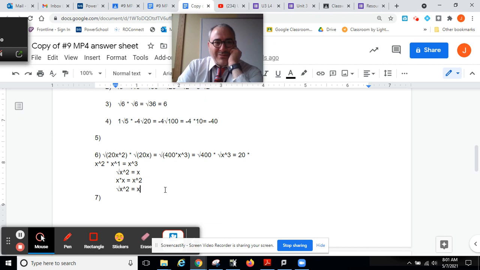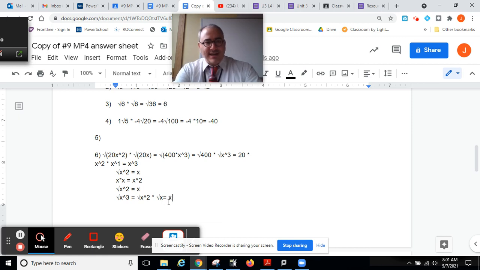Now we have a little more complex thing going on here because we have the radical of x to the third. Well, technically that's the same thing as radical x to the second times radical x. If I know that the first part is really just equal to x, that means the radical of x to the third is really the same thing as x times radical x.